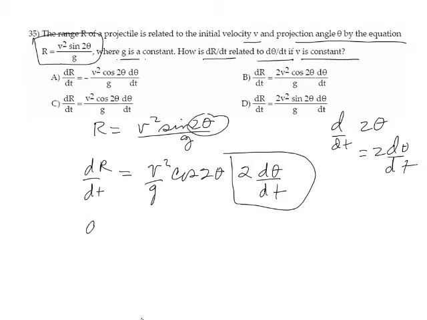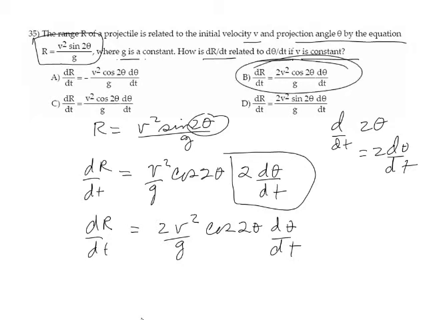So dR/dt is equal to 2v squared over g cosine of 2 theta d theta/dt, and that is answer B.